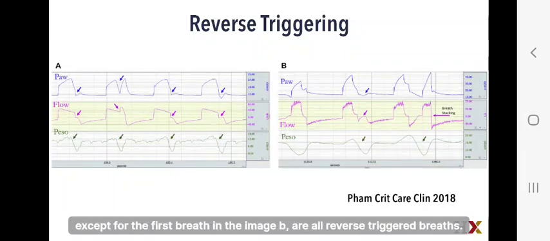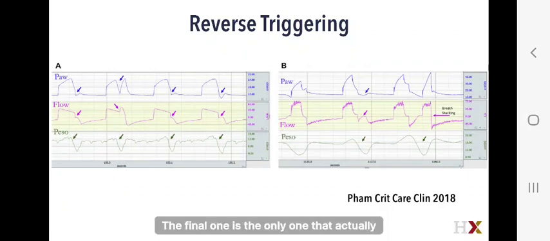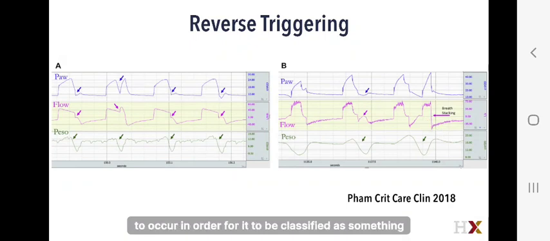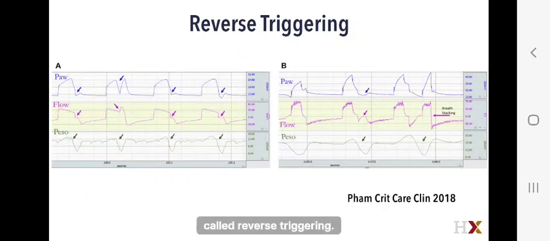All of the phenomenon in these slides, or in these graphics, except for the first breath in the image B, are all reverse triggered breaths. The final one is the only one that actually resulted in a second delivered breath, which is called breath stacking. But reverse triggering, the term itself, does not require a breath stacked breath to occur in order for it to be classified as something called reverse triggering.